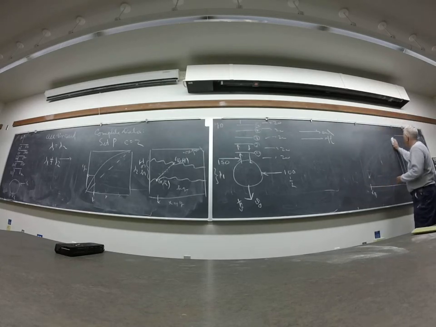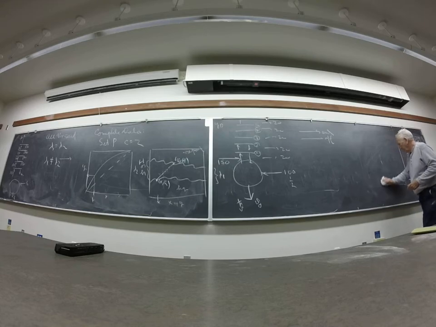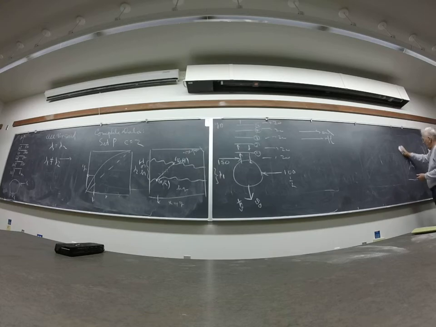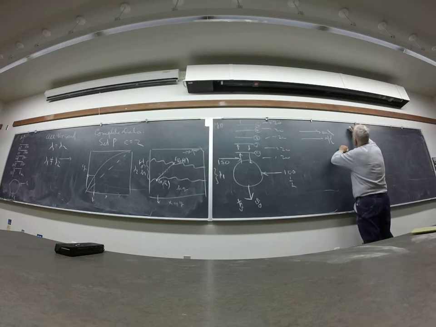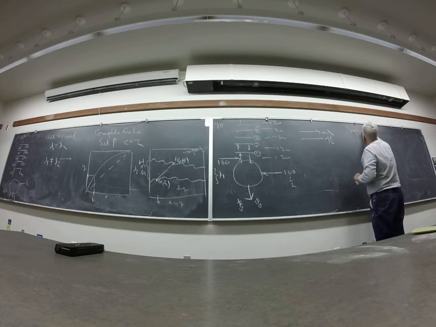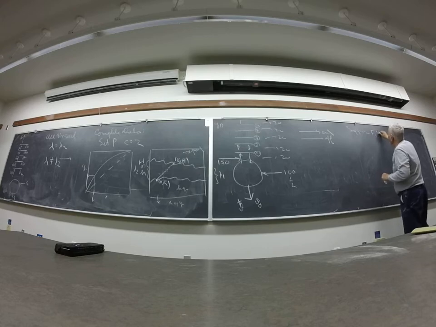I'm going to take the top of the column. Now, I'm going to imagine we are trying to design a column. We're looking for the number of stages, the feed stage, and so forth. So let's suppose we know the feed, we know the feed composition, we know the feed enthalpy. So far, so good.